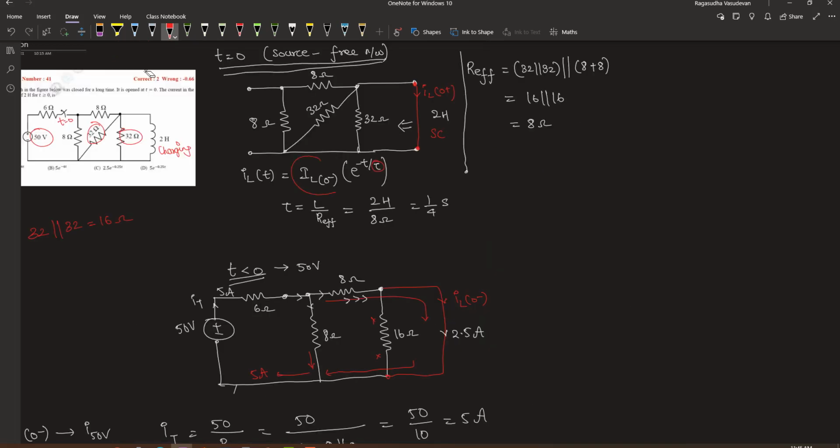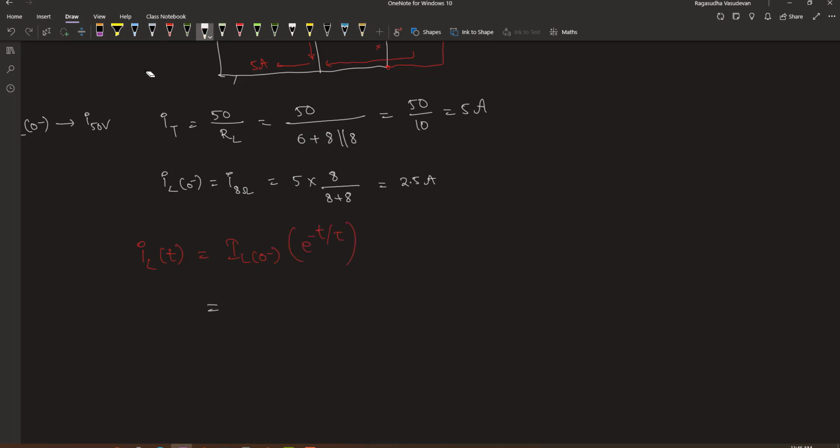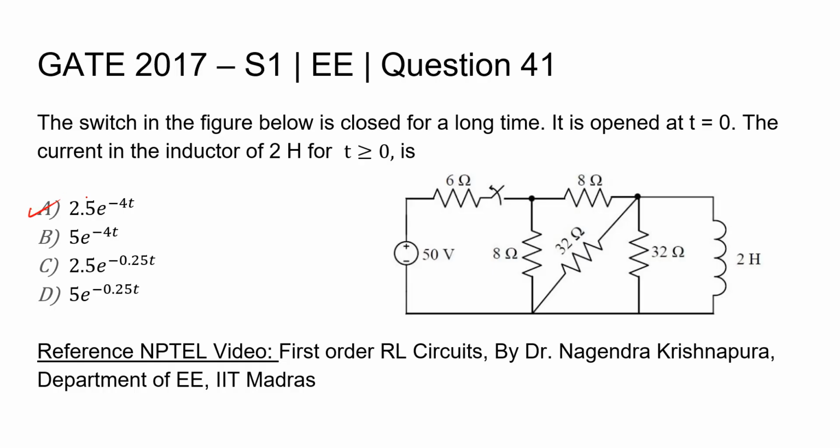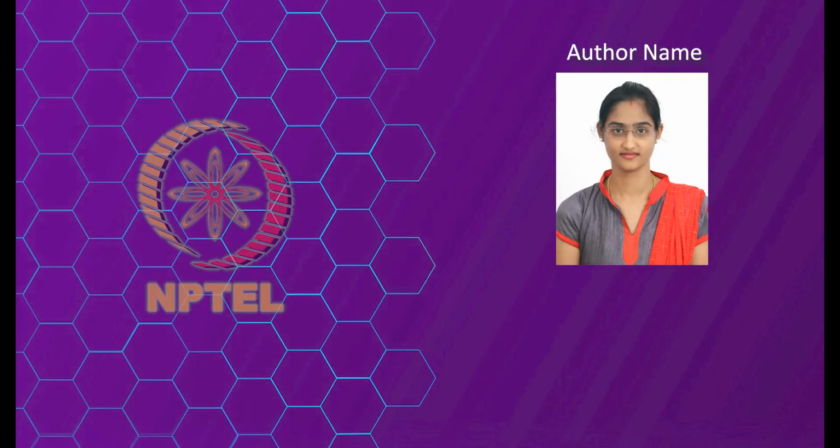Now we have got the values of IL0 minus as well as the time constant. Let's substitute them over here in order to find out the current equation. This is equal to 2.5 e to the power minus 4t ampere, which is nothing but option A. Option A is the correct answer. Thank you.